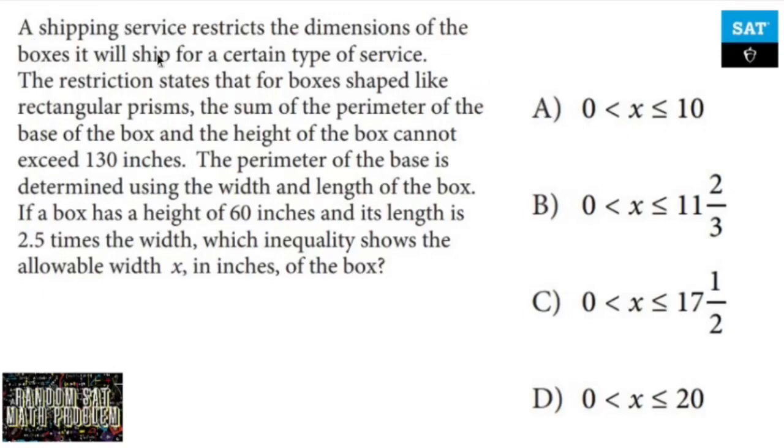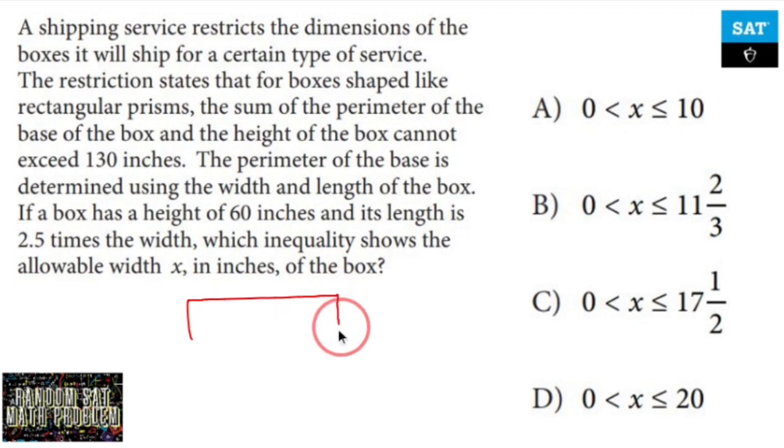A shipping service restricts the dimensions of the boxes it will ship for a certain type of service. The restriction states that for boxes shaped like rectangular prisms, the sum of the perimeter of the base of the box and the height of the box cannot exceed 130 inches. All right, the sum of the perimeter of the base of the box.